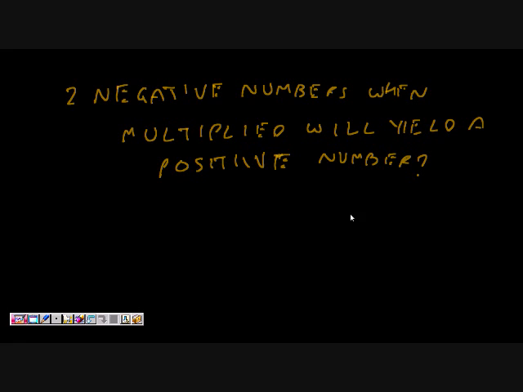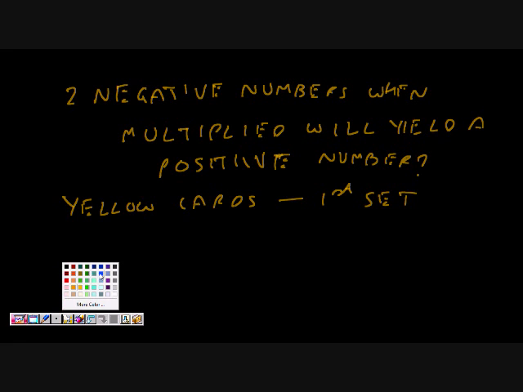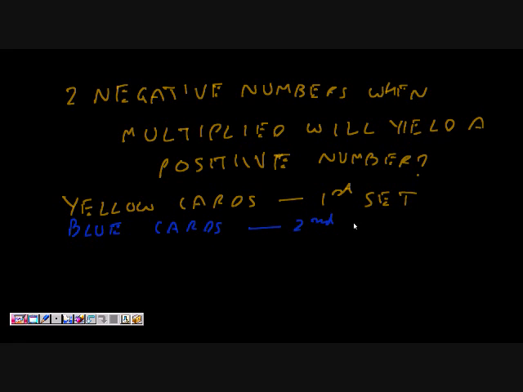The objective of the board game is to win as much money as possible. Now the board game has two sets of cards. One is yellow cards. That's the first set of cards. And then there are blue cards. That's the second set of cards.